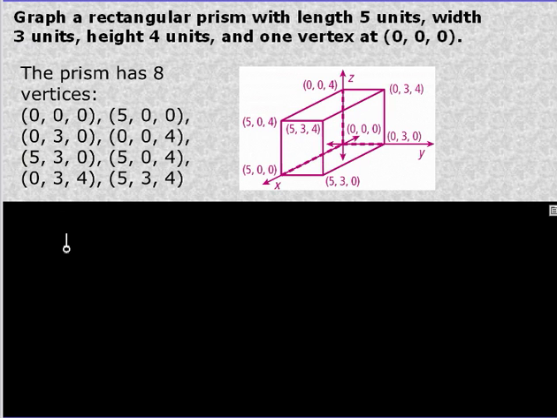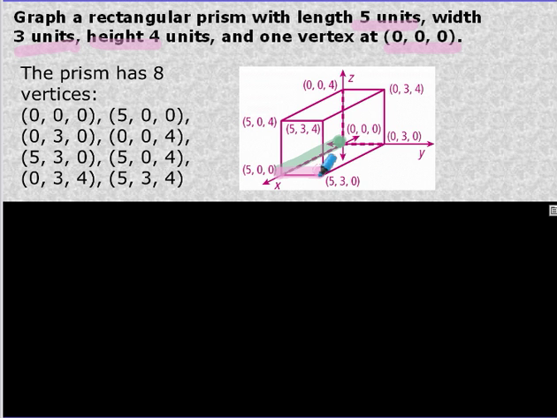So we want to graph a rectangular prism with a length of 5 units, a width of 3 units, and a height of 4 units. The nice thing is one of the vertices is at the origin, 0, 0, 0. So again, we can start at the origin, and we do the length of 5 units, so on the x-axis we go out 5 units. And then we do the width of 3 units, so we go out 3 units from this point. So this is one vertex, and this will be another vertex.